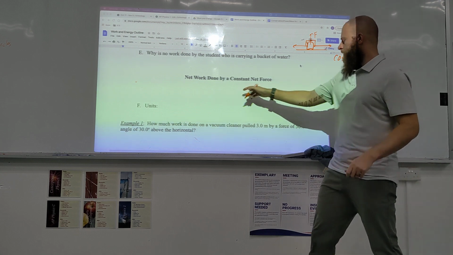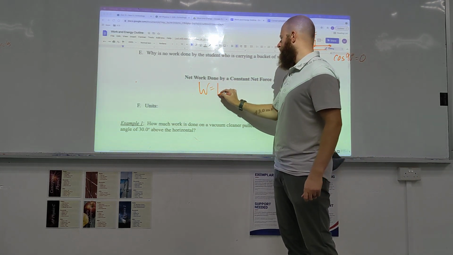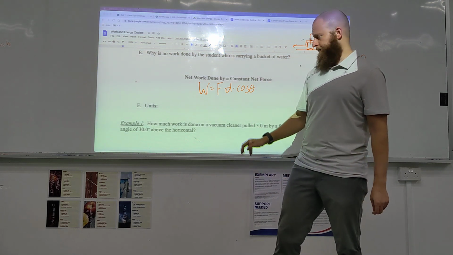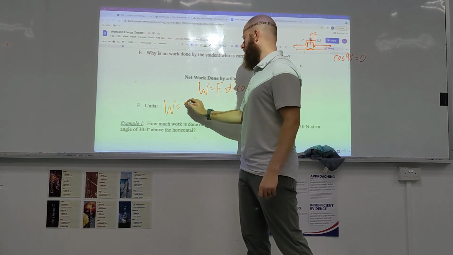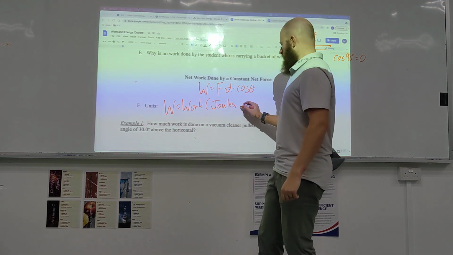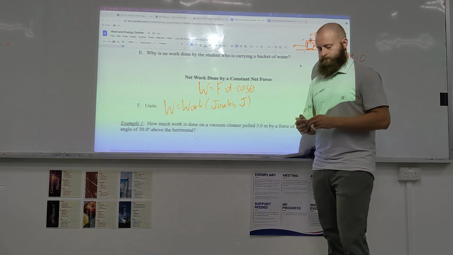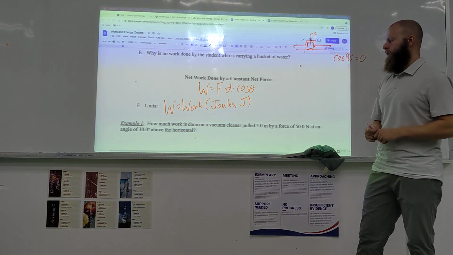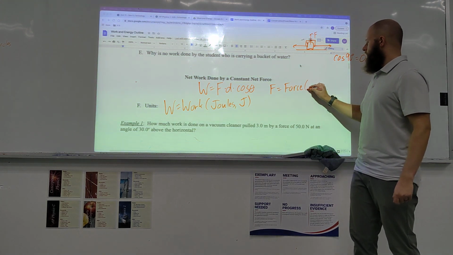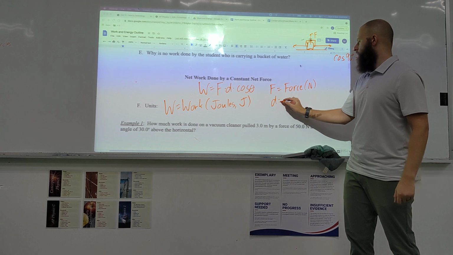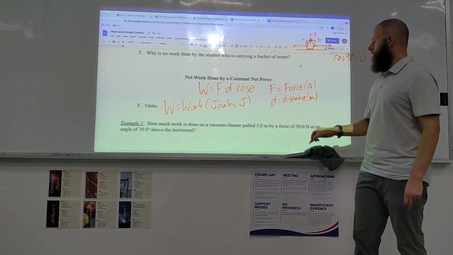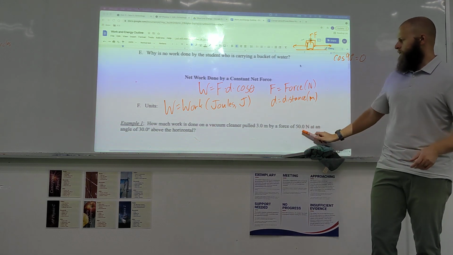Okay. So once again, we have work equals force times distance times cosine theta. Now, this is a new set of units. So work, W stands for work, and it's measured in joules, which is normally just written as J. Okay? So work stands for that. Just a quick review, F is force in newtons, D is distance in meters. Okay? So let's look at our first example problem.